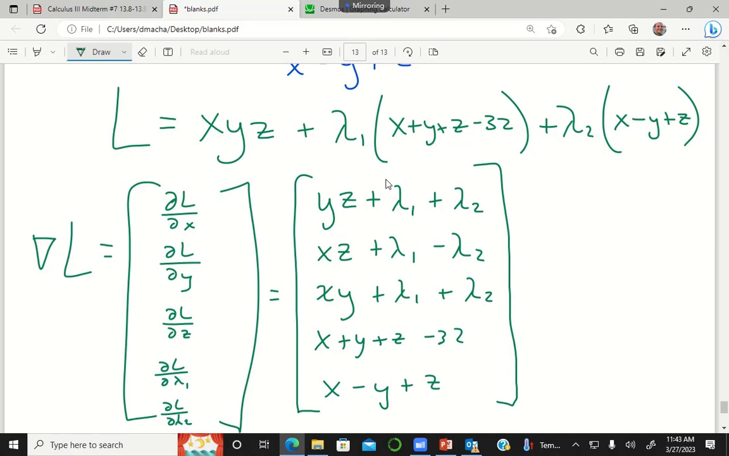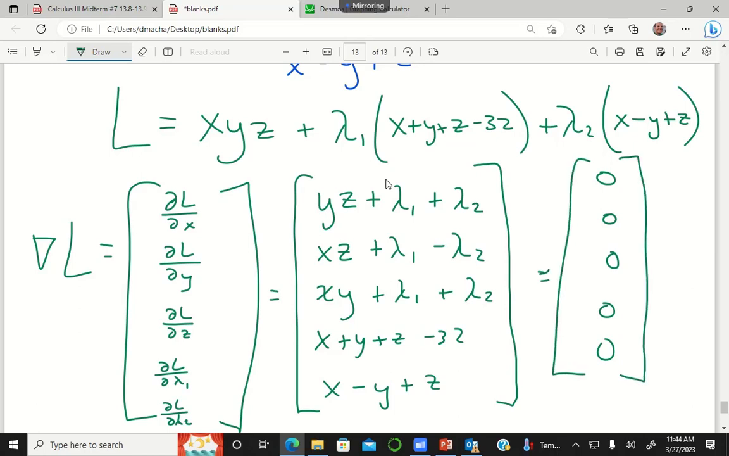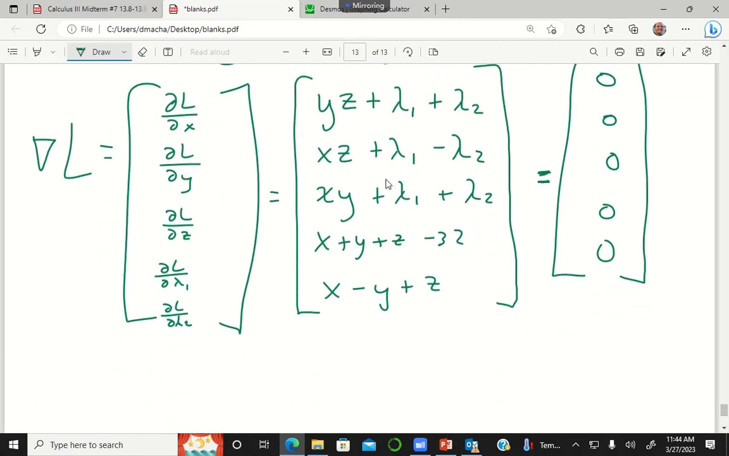To find the critical points of my Lagrange function, we set this equal to the 0 vector, which is the vector with 5 0 entries. So this gives me a system of 5 equations with 5 unknowns. So we can eventually solve this with a lot of substitution.